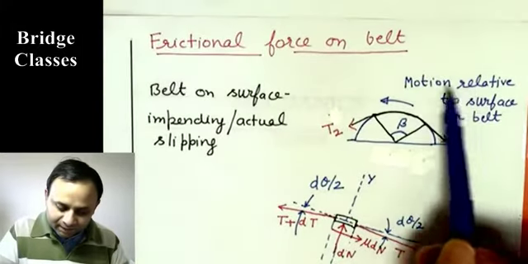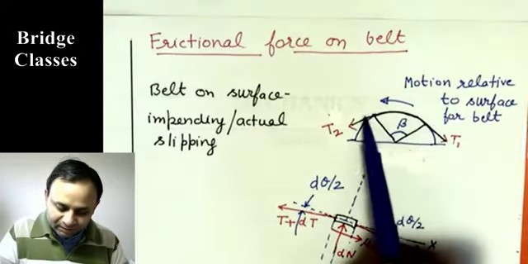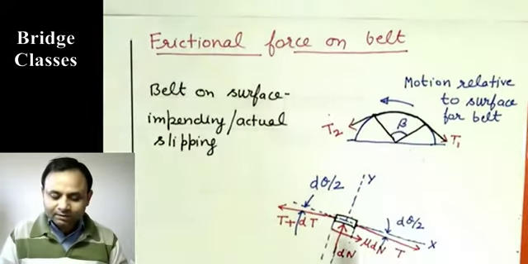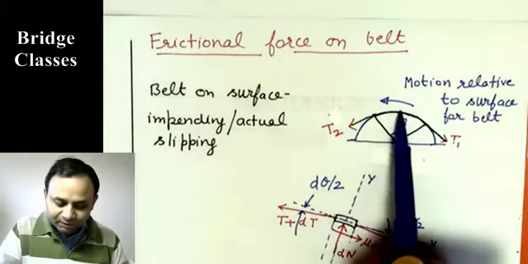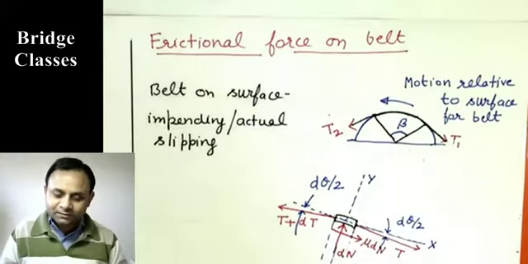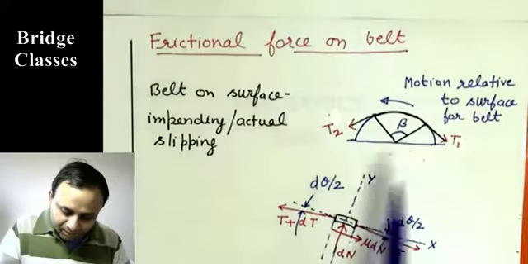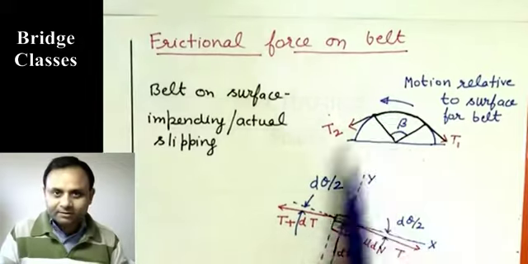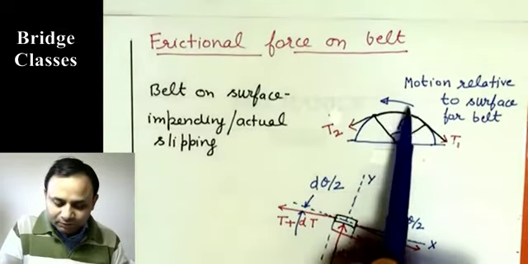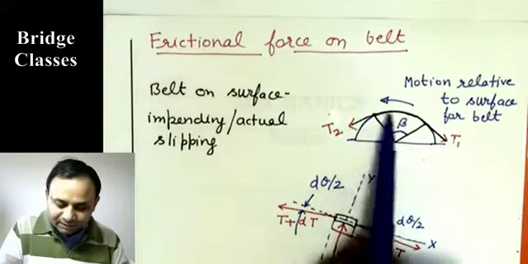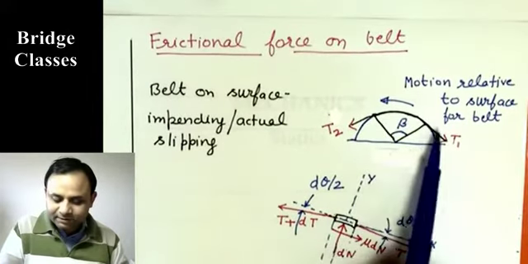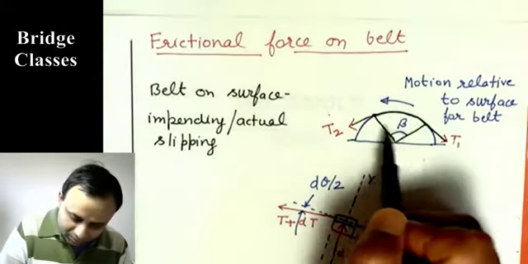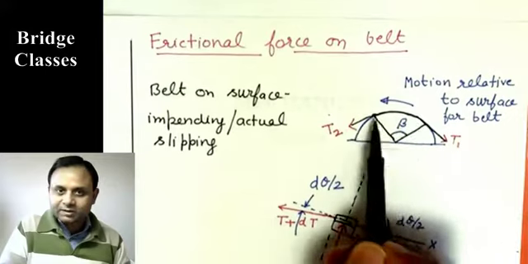And we have relative motion between this belt and the surface. Relative motion means that there is friction between the belt and the surface. If the motion of the belt relative to the surface is in this direction, then friction on the belt is going to be in the opposite direction, in this direction to the right. Frictional force will be in this direction.